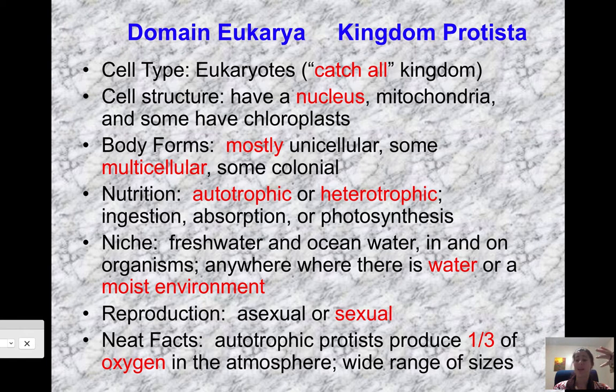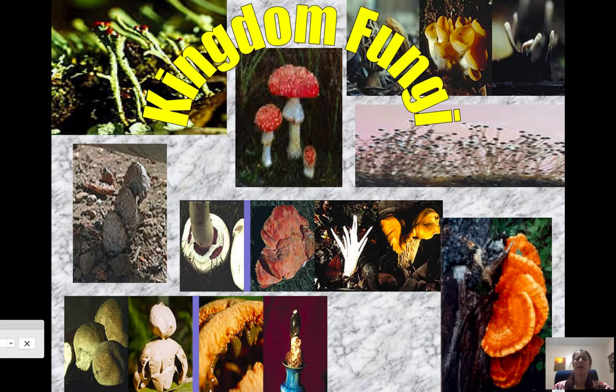So those are the 3 main things that I want you to remember about this category. And when they're photosynthetic and there's lots of them, then we can logically assume that a lot of our oxygen comes from this category. So that's probably another thing you might want to write down, is about 1/3 of the oxygen in our atmosphere comes from these guys.